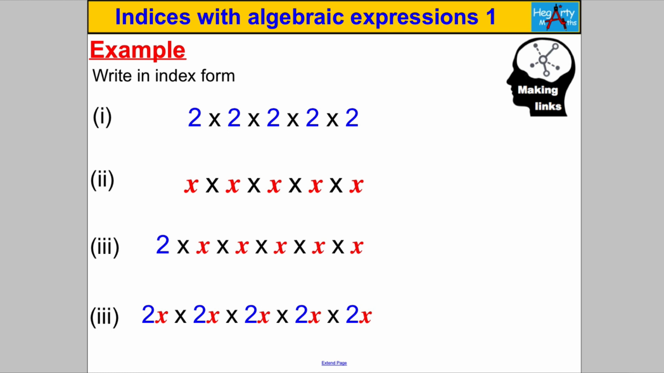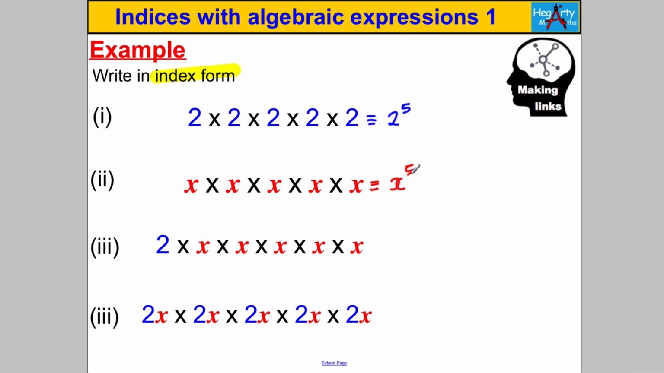Let's start straight with examples. We're asked to write the following in index form. 2 times 2 times 2 times 2 times 2. Well, we know that stuff. That's just the same as 2 to the power of 5. Now, this is where we're using algebra at last. Not numbers anymore, but x times x times x times x times x. Well, we would just write this in index form as x to the power of 5.